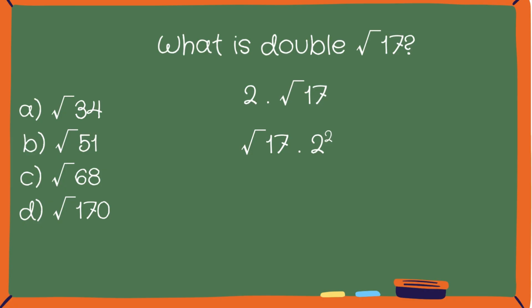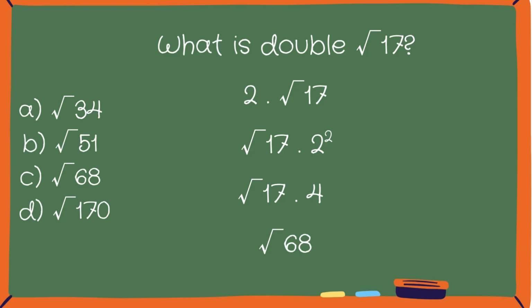So this 2 that's outside will go into the root, but under what condition? That it's raised to a power equal to the index. So the square root of 17 multiplied by 2 squared is the same as 2 multiplying the square root of 17. So 2 squared is 4. Very good. So I have 17 multiplied by 4, which results in 68.